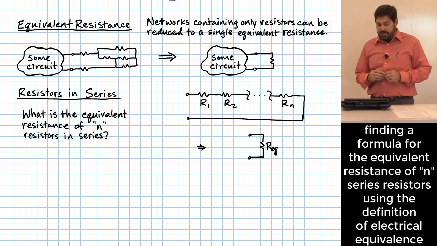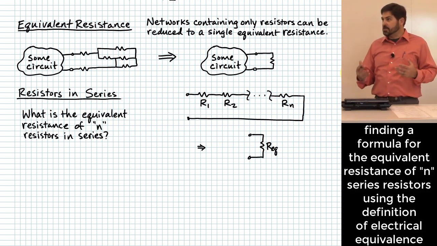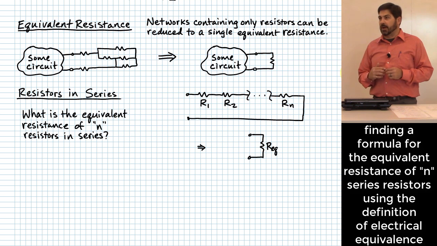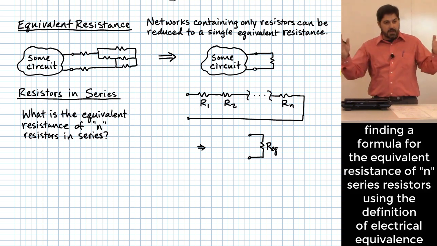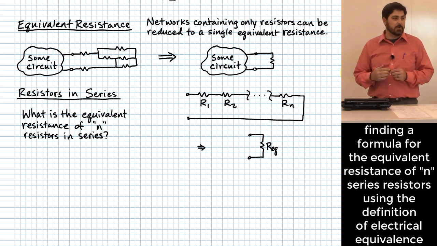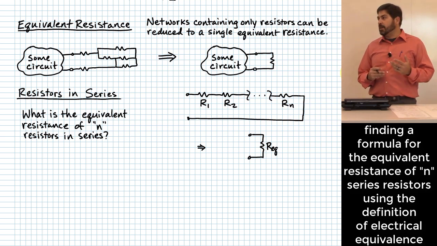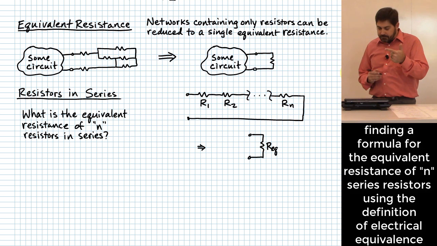And my question is, can we figure out what the equivalent resistance is of n resistors in series? However many we want to use, some arbitrary number of resistors in series with each other, can we figure out what that equivalent resistance is going to be? Good news is, yes, we can do that. All we need are Ohm's law and one of Kirchhoff's laws. Okay, so we're going to start seeing if we can do that.